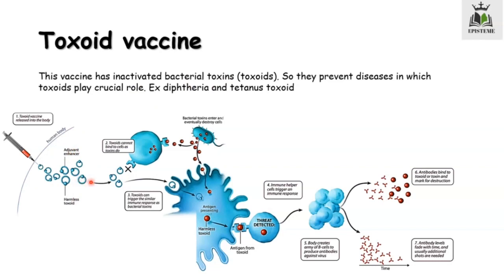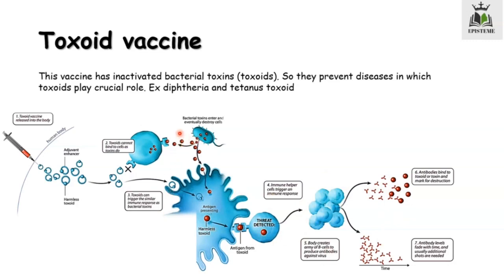So once they are prepared, they are introduced into our body, and they are directly taken in by the APC cells, and the antigens are separated out from the adjuvant and presented by the APC cells. The T helper cells detect it, and the B cells produce the antibodies. The antibodies are produced the same way.